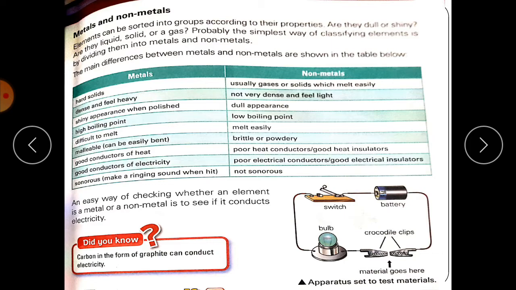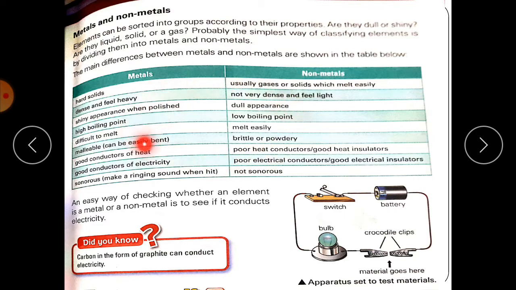Students, elements can be sorted into groups according to their properties, as I told you. And how do we sort them out? We see whether they are dull or shiny, or we look at their states. We try to find out whether they are solid, liquid or gas. So probably the simplest way of classifying elements is by dividing them into metals and non-metals. So let's see, the main differences between metals and non-metals are shown in the table.